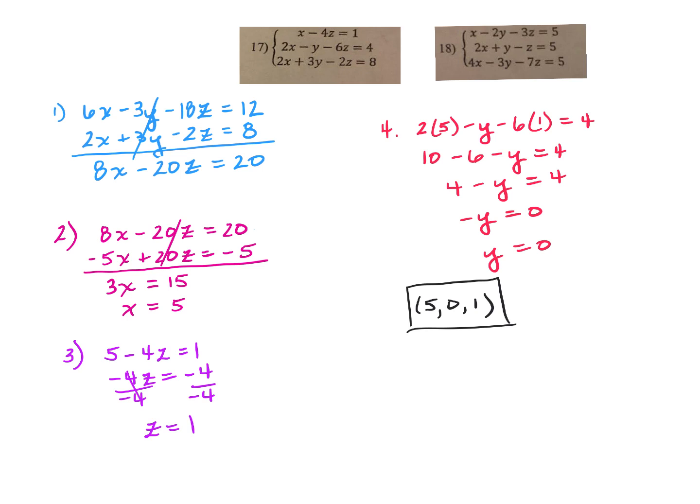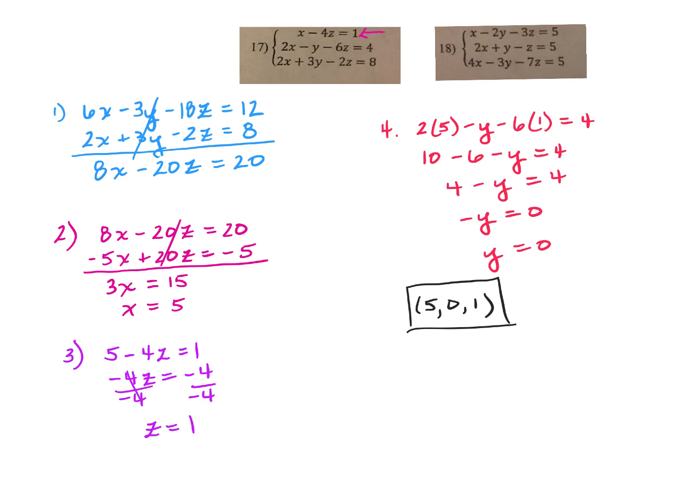I add and I get rid of the z's, and so now I have 3x equals 15, and I know x is 5. Then I can take that x equals 5, and I can just plug it into the equation, that top equation now. So you can see if I do that, I get 5 minus 4z equals 1, and then I can solve for z, and I now know z is 1.